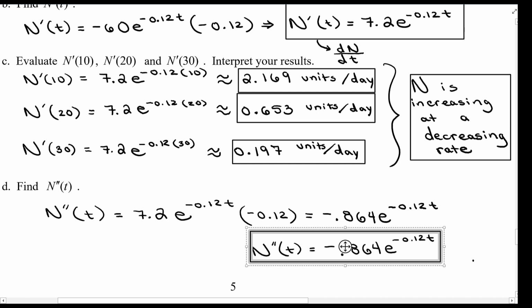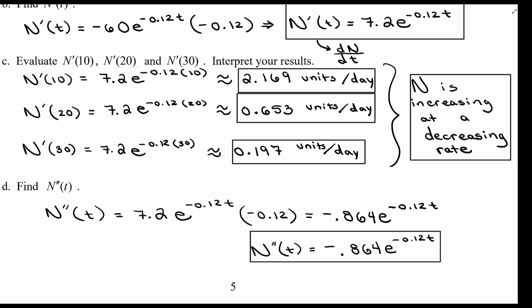And as you can see, this is going to provide me with negative values. If I were to substitute values that were, say, positive from quadrant 1, it's going to give me negative values, which means my graph of n is going to be concave down, which further reaffirms the fact that n is increasing at a decreasing rate. All right, let's go on to part D.